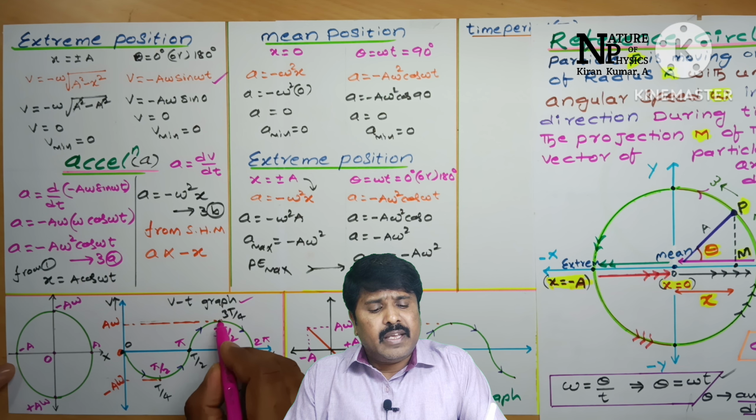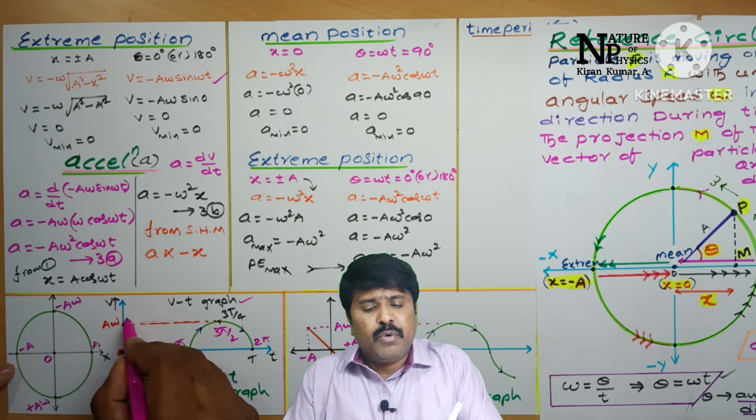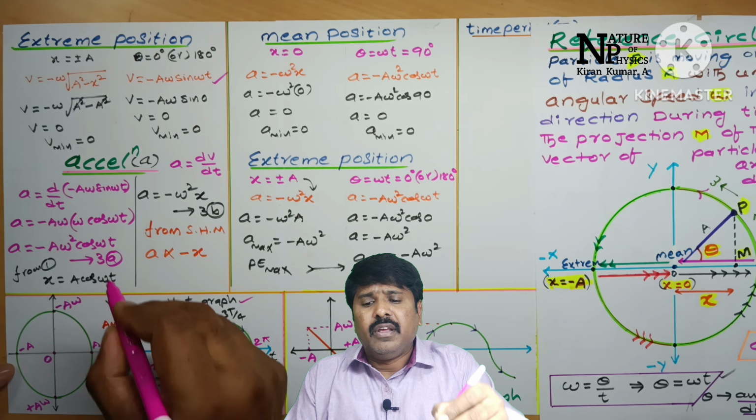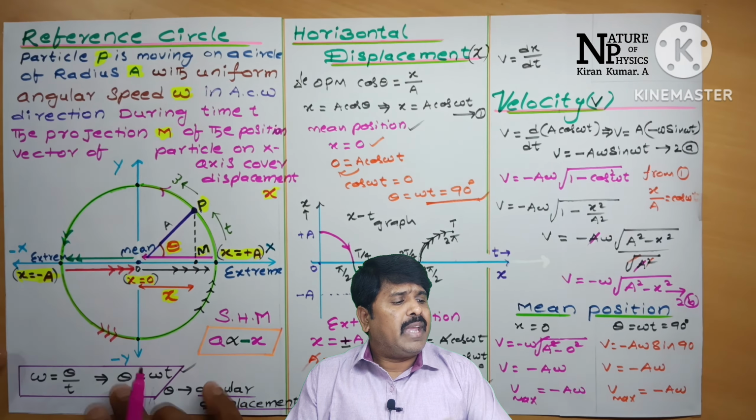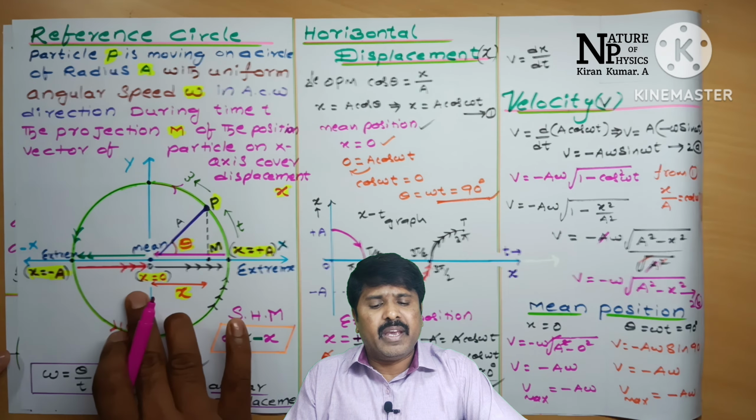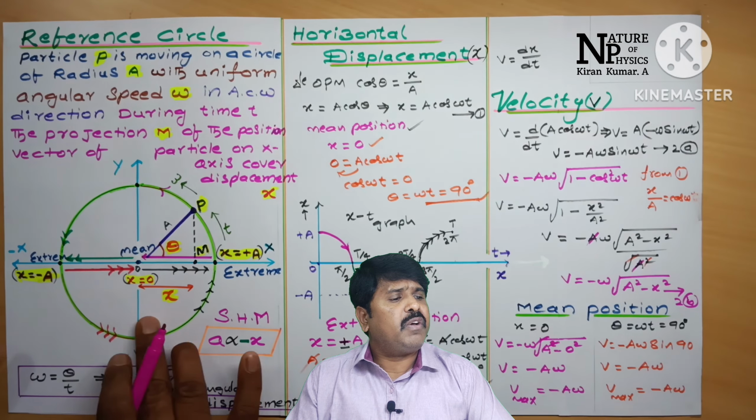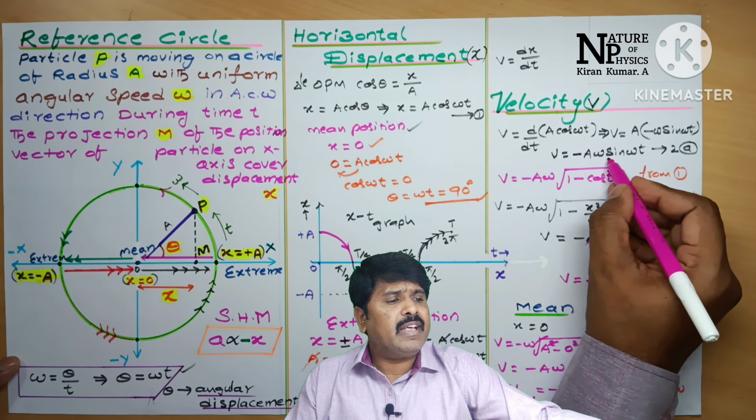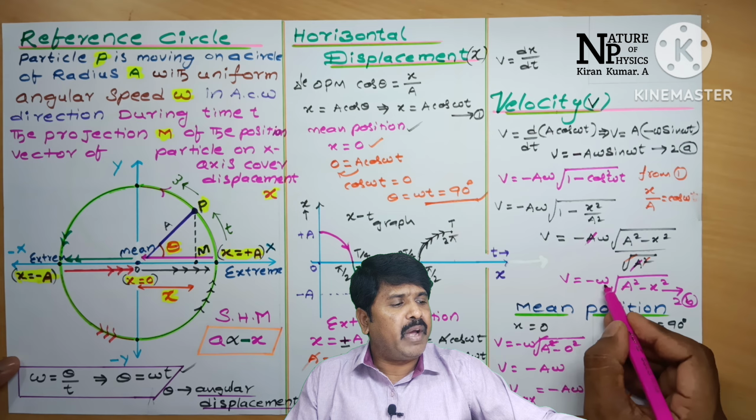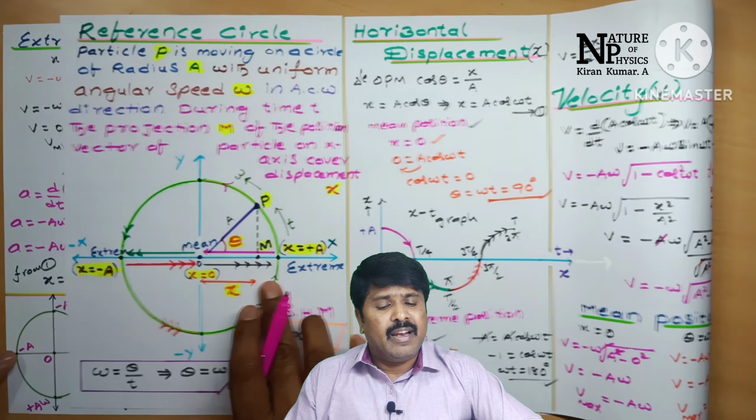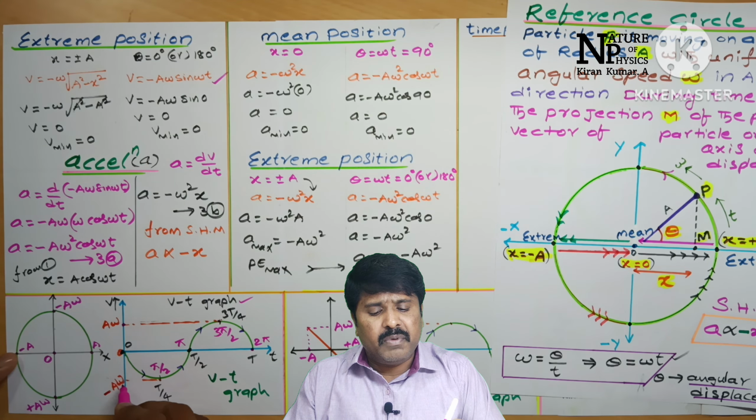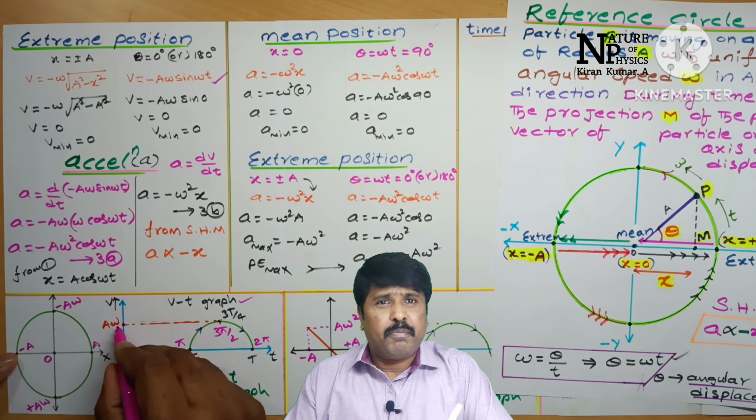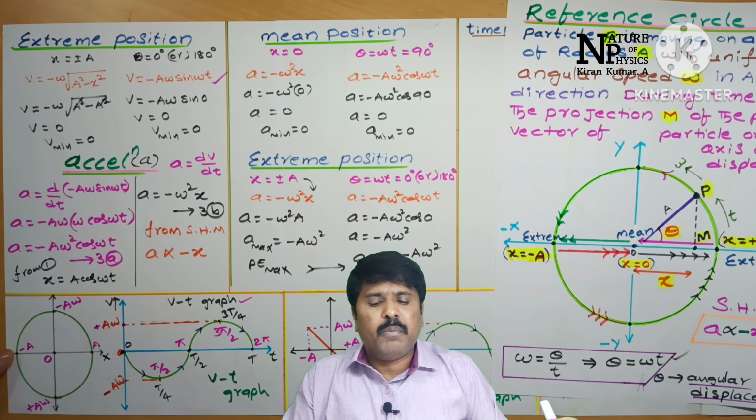See there, here velocity is maximum, A omega, and here velocity is maximum, minus A omega. Because of the velocity equation we are getting a negative sign here. See, v is equal to minus A omega sin omega t. So the graph is clearly represented. We started with negative velocity, minus A omega, after that velocity becomes positive, that is plus A omega.